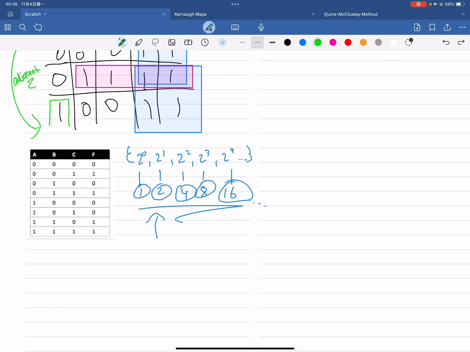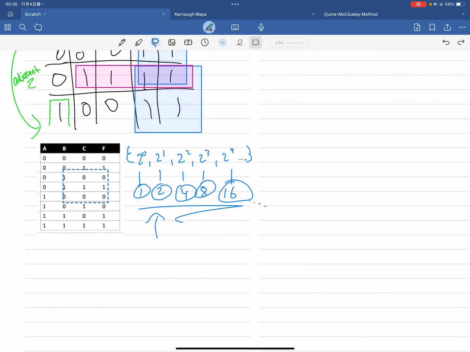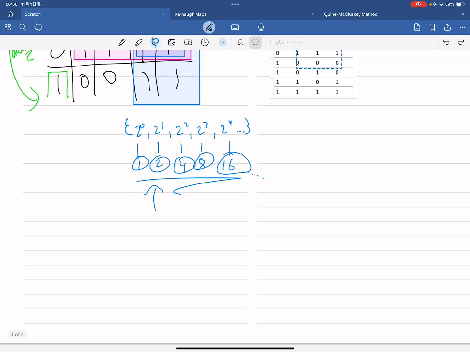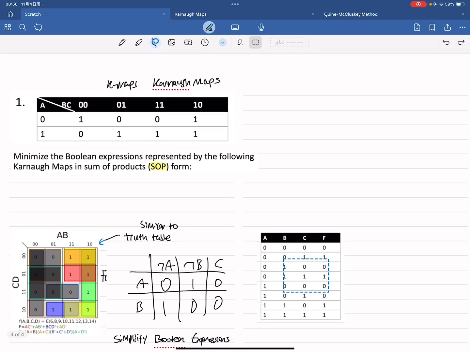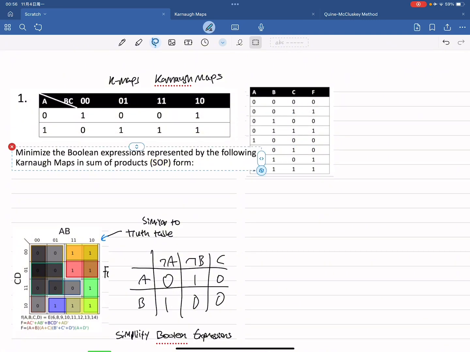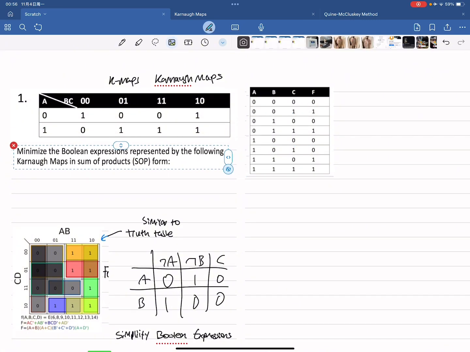Now, let's do this example. Let me put it up on the top here and move this to the left.